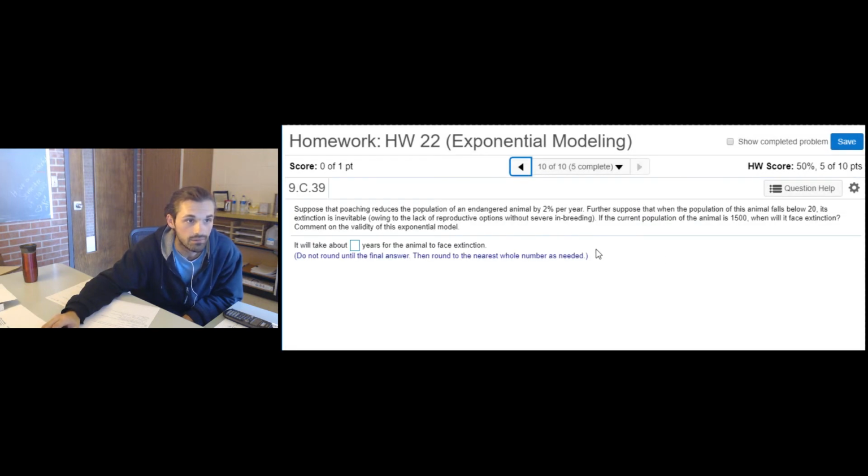All right. Suppose that poaching reduces the population of an endangered animal by 2% per year. Furthermore, suppose that when the population of this animal falls below 20, its extinction is inevitable. If the current population of the animal is 1,500, when will it face extinction? Comment on the validity of this exponential model.